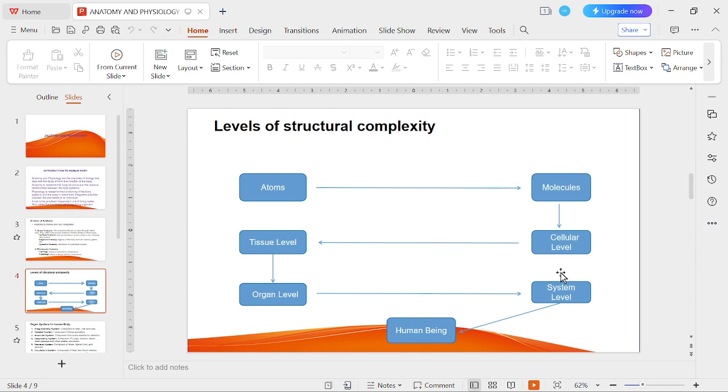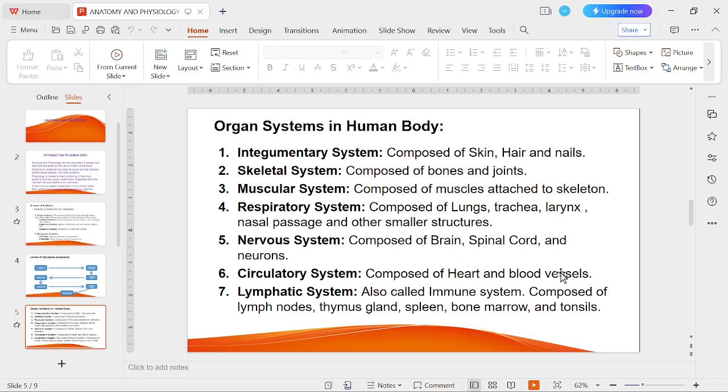A group of tissues forms an organ. A group of organs forms systems, like the digestive system, respiratory system, all these systems. In total there are 11 systems in the human body, and when all these systems combine together, they form the whole human body. Coming to the organ systems in the human body, what are the 11 organ systems?